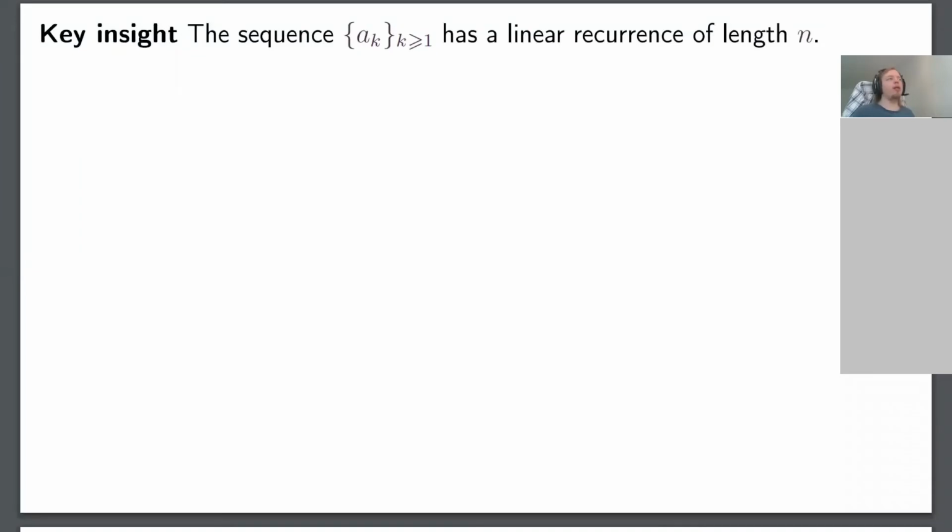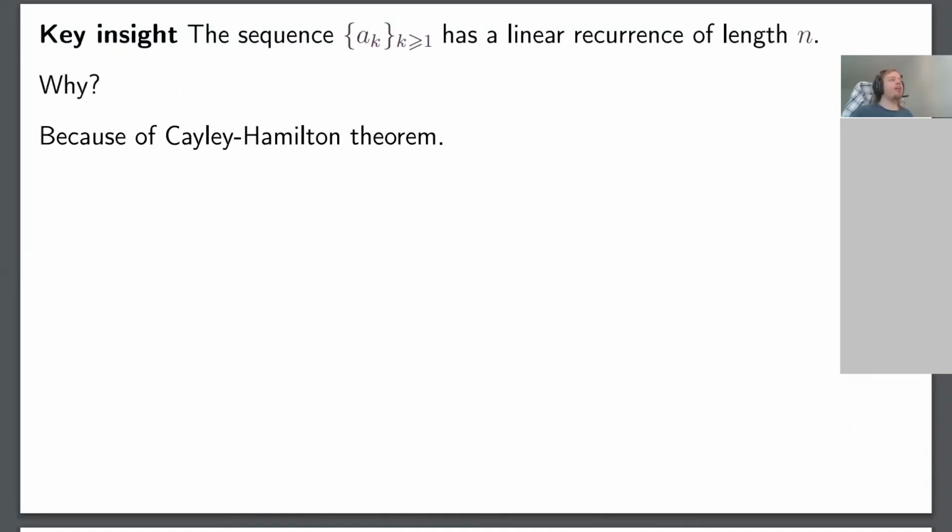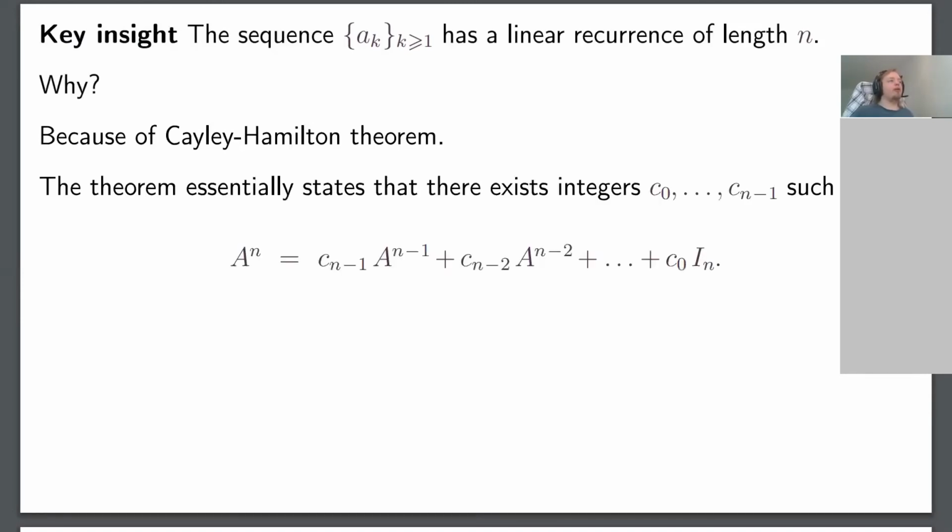Well, why? There is a theorem that says that this kind of sequence exists. So let me go into this a bit. The theorem says that A^n is equal to this: some constant times A^(n-1), some other constant times A^(n-2), and so on, all the way down to a constant times the identity matrix. That's basically what the Cayley-Hamilton theorem says. And now we wonder why this means that we have a linear recurrence.